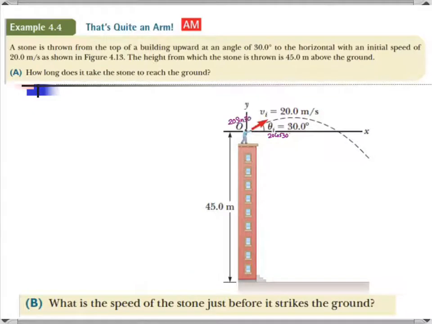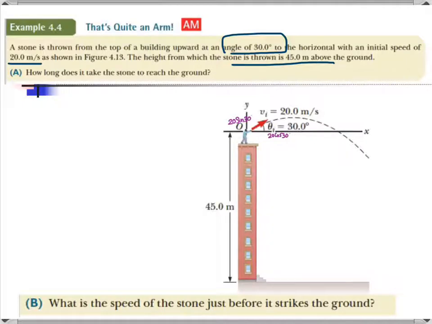In this video, we will see how to solve a problem on projectile. This is a projectile motion problem in which you can see that a stone is being thrown from the top of the building at an angle of 30 degrees with an initial speed of 20 meters per second. The height from which the stone is thrown is 45 meters.